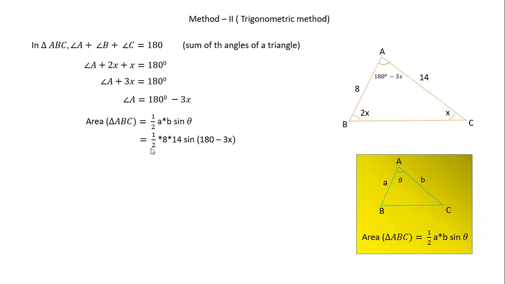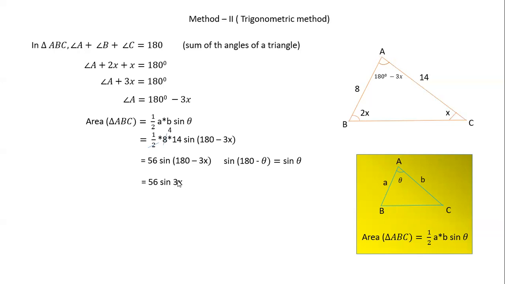Cut this. 8, we're cutting it 4. 14 4 is 56. It is 56 sine 180 minus 3x. Sine 180 minus theta is sine theta. So here theta is 3x. So it will just be 56 sine 3x.